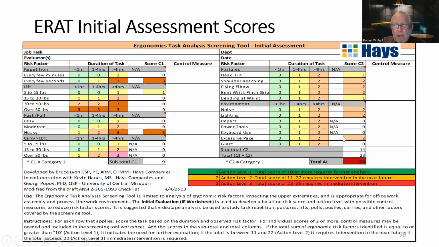And then NA, which means that they're not using power tools or keyboards. That's not at all a factor. Excessive pace, they got 14 points over here, so 23 points. Here's your action levels, and here are the 2 notes that we talked about.